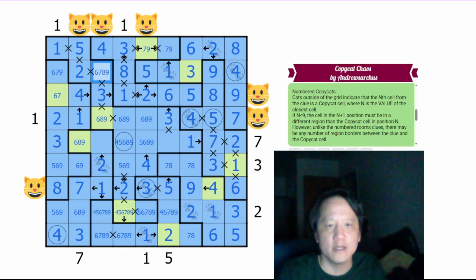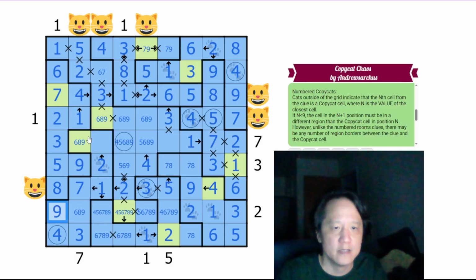No 8 or 9 here. No 9 here. 6 eliminates 6 here, so that's 7. That eliminates 7 there, so it's 6. No 6 there in the region, so it's 9. That's 5. No 5 or 6 here, that's 9. No more 9 here. This is 6, 8 as a pair, which eliminates 6 and 8 in the rest of the region. So that leaves that as a 5.